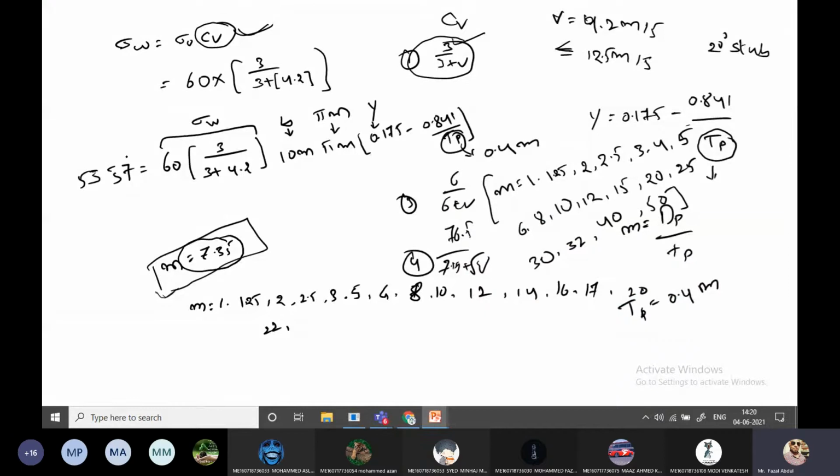So 7.35 lies between 6 and 8. I am going to select 6 as the module because it is near to the value 6. So I am selecting the module as 6. Like that, after getting your answer, see where your calculated value lies in these limits, and select the nearest value. That is the module.